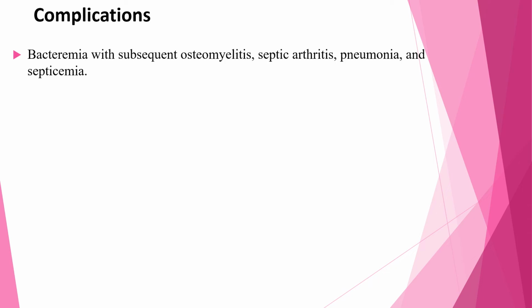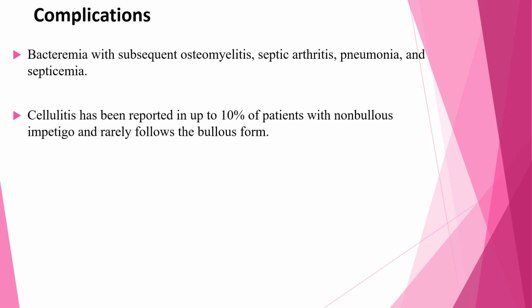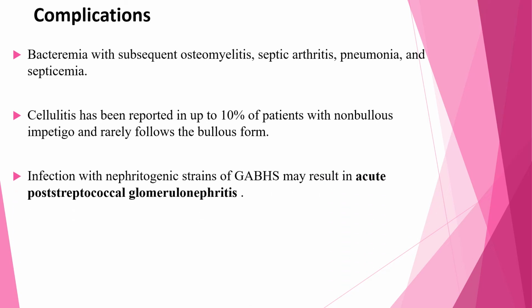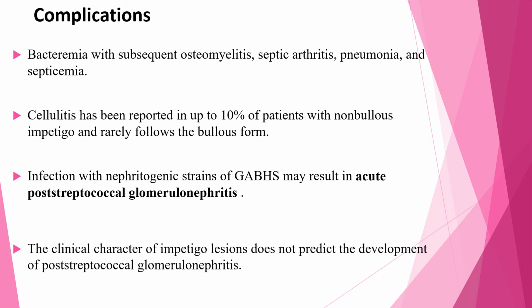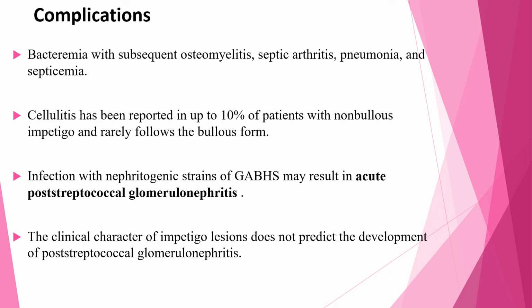When we look at the complications of impetigo, bacteremia with subsequent osteomyelitis, septic arthritis, pneumonia, and septicemia may appear in both bullous and non-bullous impetigo. Cellulitis has been reported in up to 10% of patients with non-bullous impetigo and rarely follows the bullous form. Infection with nephritogenic strains of group A beta hemolytic streptococcus may result in acute post-streptococcal glomerulonephritis. The clinical character of impetigo lesions does not predict the development of post-streptococcal glomerulonephritis.